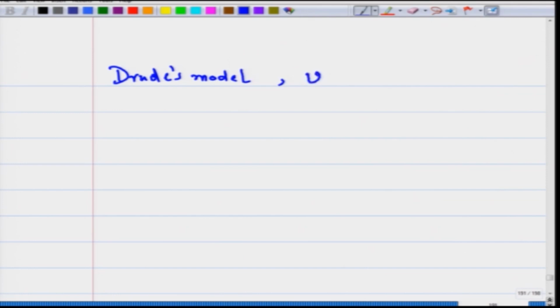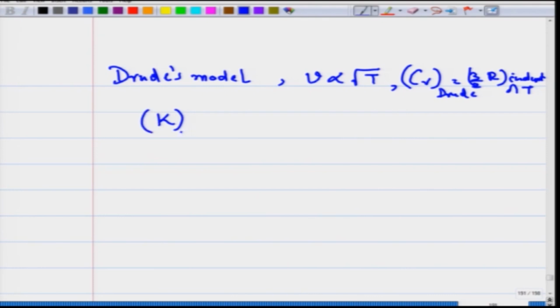if you recall, the velocity is proportional to square root of temperature, and Cv in Drude is just 3 by 2 R, which is independent of temperature. So, the kappa in Drude's model, which is 1 by 3 V square tau times Cv, is going to be proportional to T.